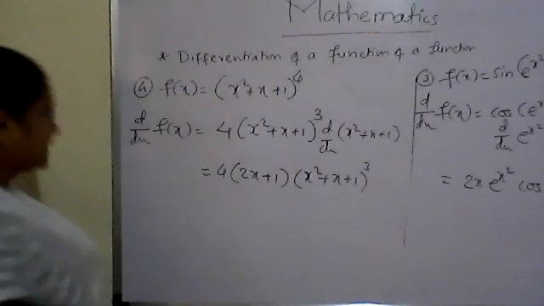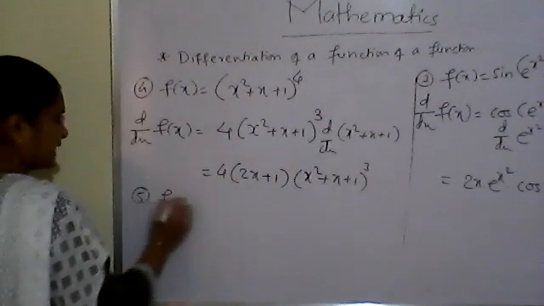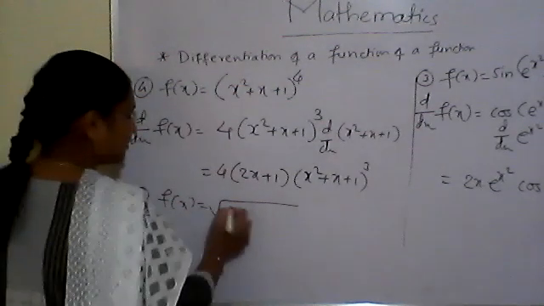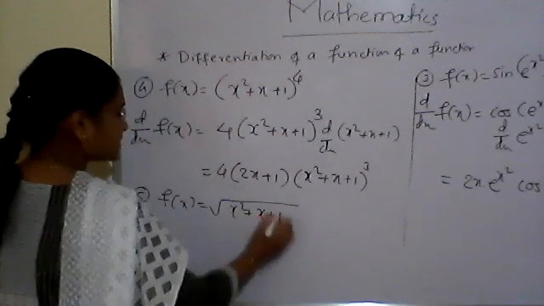Now in the fifth question, f of x is root of x square plus x plus 1.